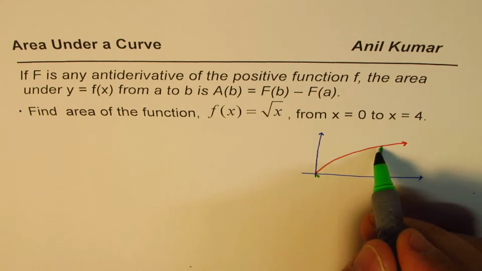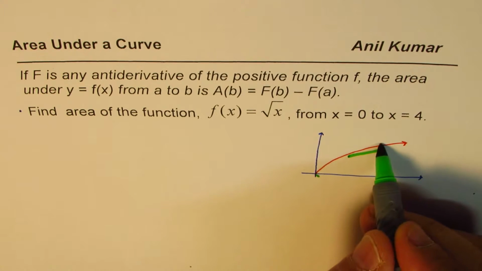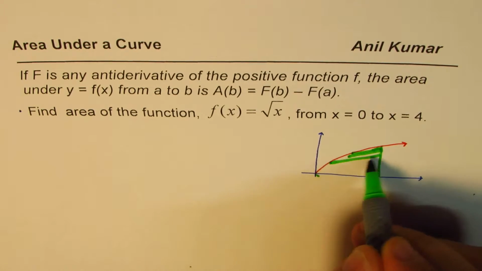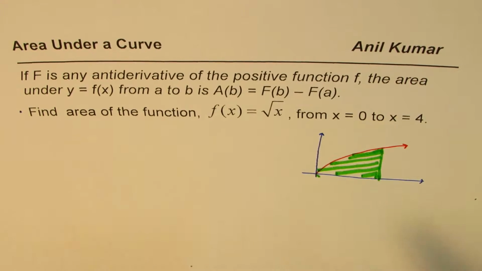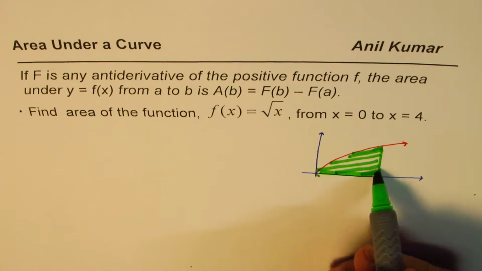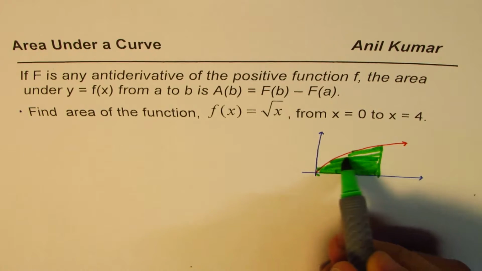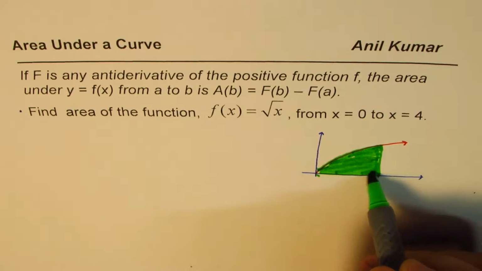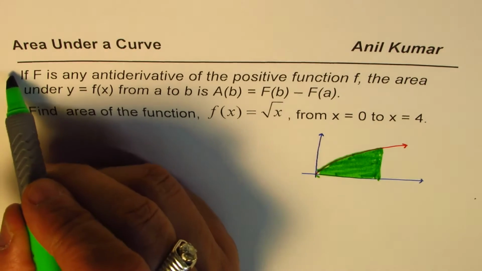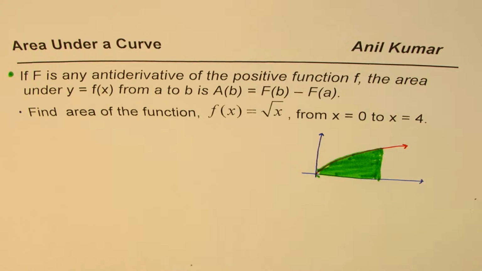So we need to find the area of this portion. Correct. So let me just shade this one. That's what we are interested in finding. Okay, let's make it green. Now, how do you find it? You can actually pause the video and answer the question. Here is the concept.